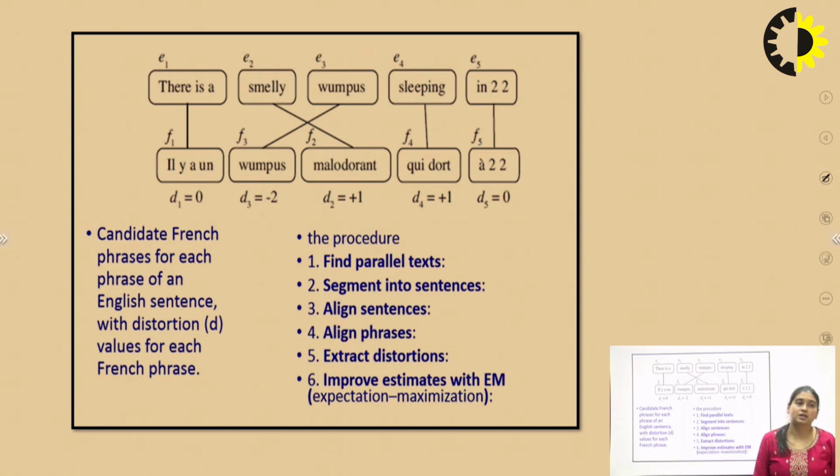So the procedure is that you have to find the parallel text. Second is segment into sentences. Third is align the sentences, align the phrases, and then extract the distortion, the D value, and then improve the estimate with EM, meaning the expectation maximization steps, which you have to follow to improve the estimates.